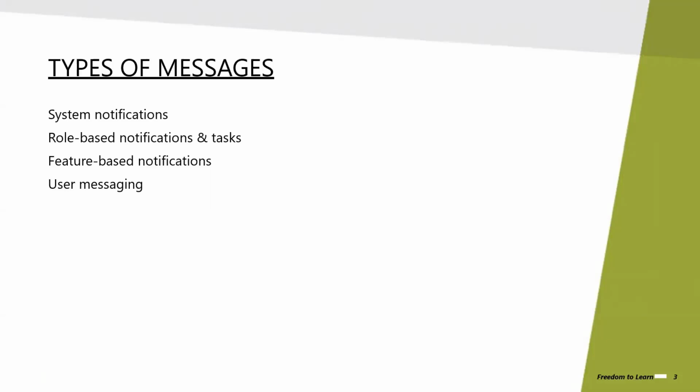Other feature-based notifications are going to be things like if you have appraisals, the learner can get a notification that they have an appraisal that's coming up due or that their manager needs to complete part of the appraisal. So these are all different areas of the system that can be generating different types of messaging.